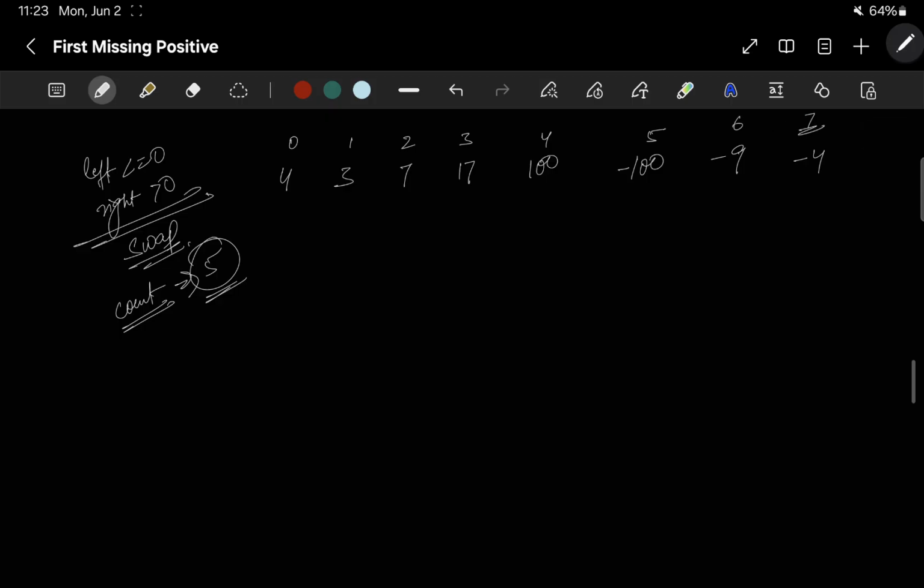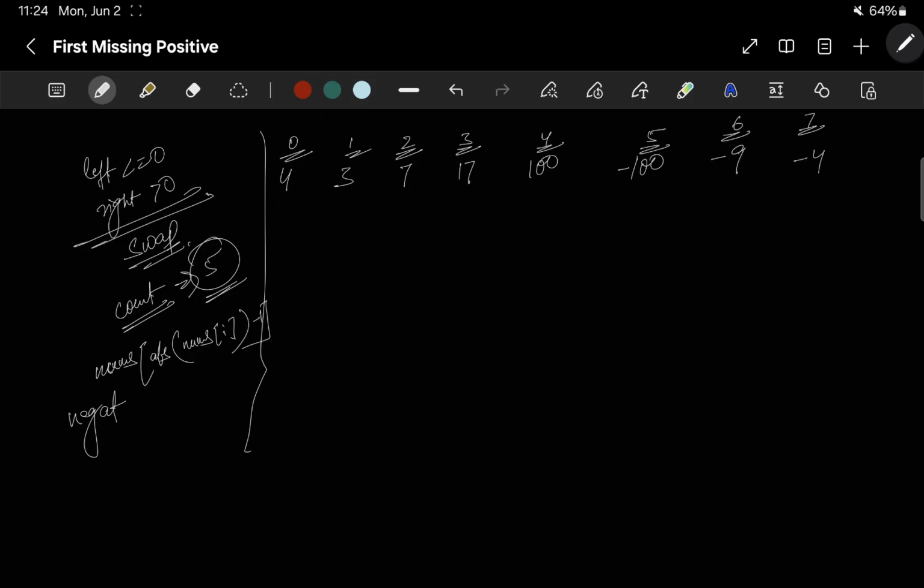6, 7. Okay. These are indices. So what we do now is, we start iterating. We see that, okay, what we do, nums of absolute value of nums I minus 1, right? We make it negative, negate it, right? If it's positive, make it negative. If it's negative, make it positive. We negate it. How do we negate it? Nums of absolute value of nums I minus 1.